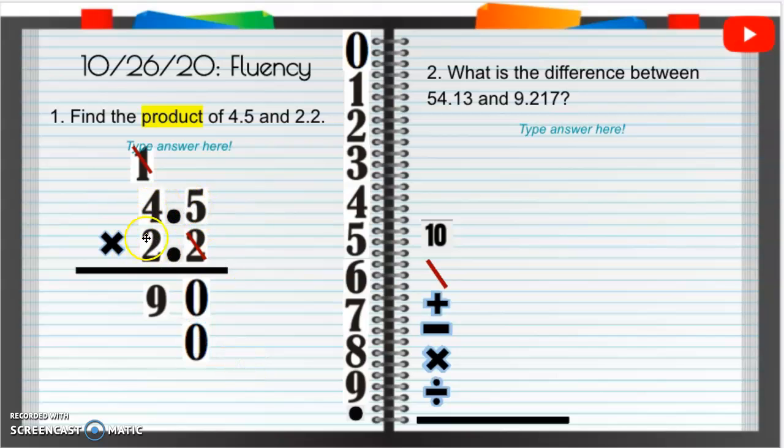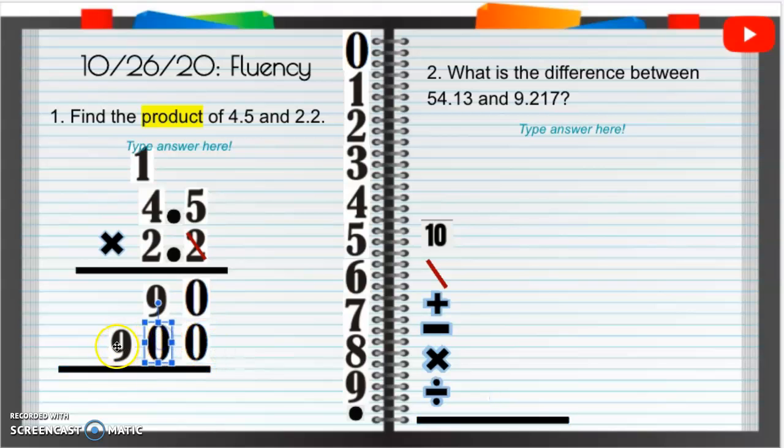Now we're going to start multiplying here. Remember, we're ignoring our decimals until the end. 2 times 5 is going to be 10, so I'm going to carry that 1 and drop that 0. And then 2 times 4 is 8, plus 1 is going to be 9 again. Now what do we do with these numbers? Well, we're going to add them up.